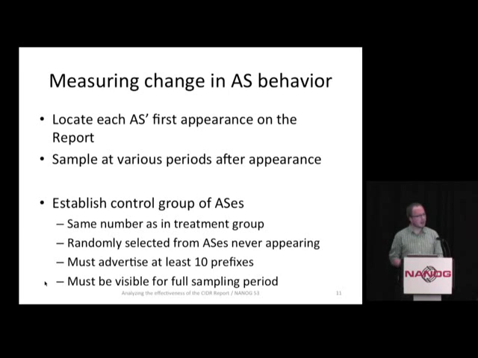And also, we took advantage of this data to establish a control group. The reason for this is because we wanted to see, what is the behavior of ASes that never appear on the CIDR report? Do they also improve, or do they also not improve? This is just to tease apart behaviors that affect all ASes versus behaviors that only affect the ASes on the CIDR report. And we did this with the same number of ASes that we randomly selected from the group of ASes that never appear on the report.